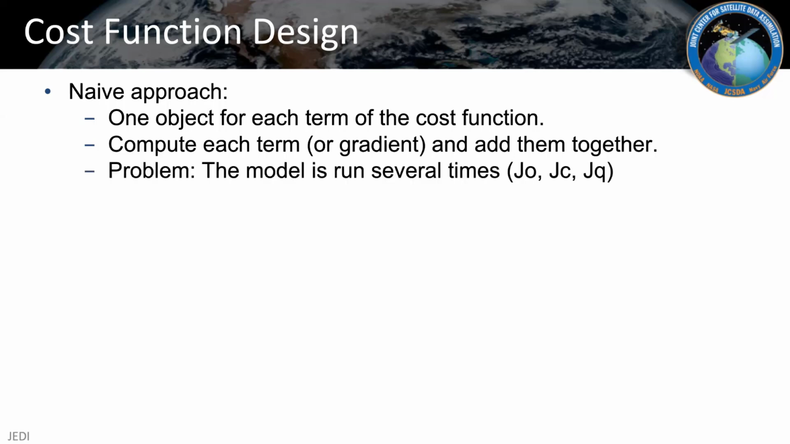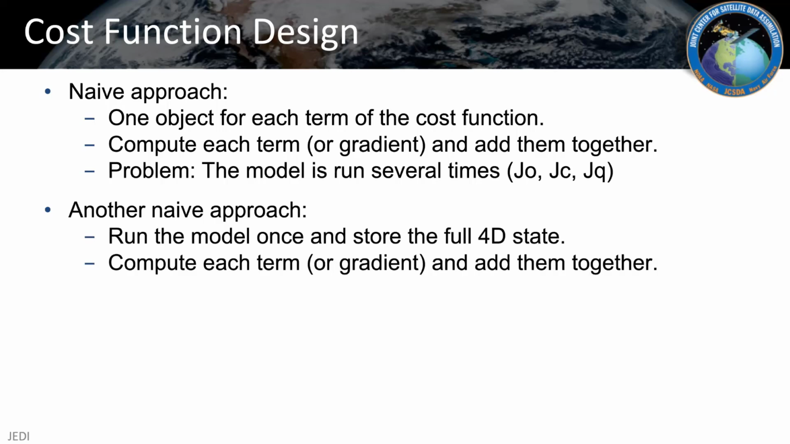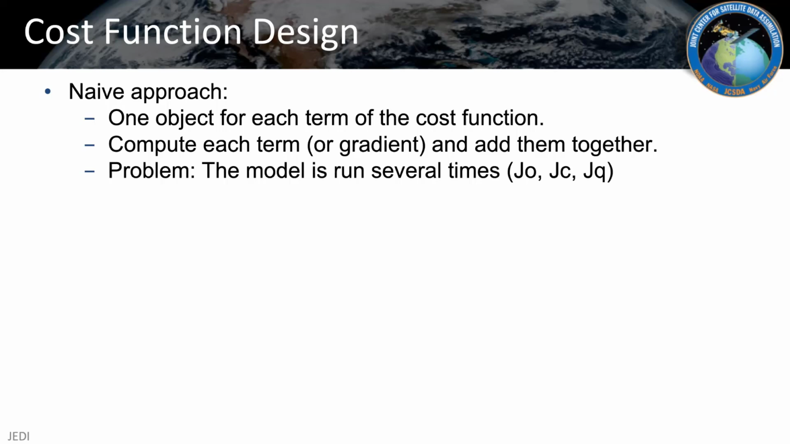Now, the problem with that is that you will need to run the model several times, because it's needed in the JO term, and it's needed in the JC term if, for example, your JC is a digital filter. JQ here would be a model error term, which also involves running the model. So you would run your model several times, and that's not something you can do because, in a 4D system, the cost of running the model is more than 90% of the total cost of the assimilation, so you don't want to do it several times.